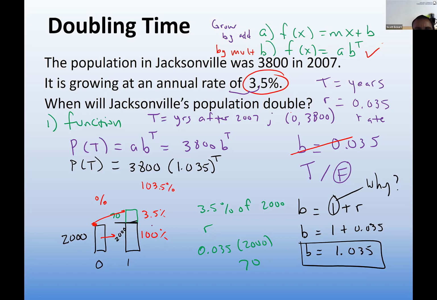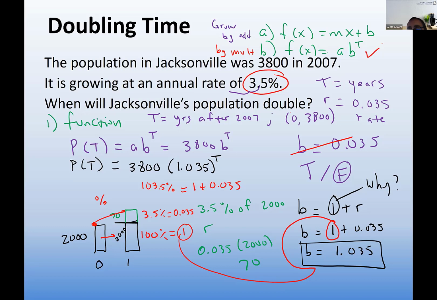Now, as a decimal, what is 100%? That equals 1. As a decimal, this is 0.035, and I'm adding these decimals, and so I get 1 plus 0.035. This is where the 1 comes from. That's why I have to have this 1 in the adding for B, because I'm keeping 100% of last year, and then I'm increasing my percent for this new year.